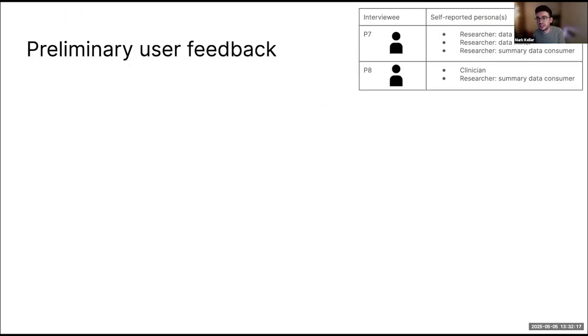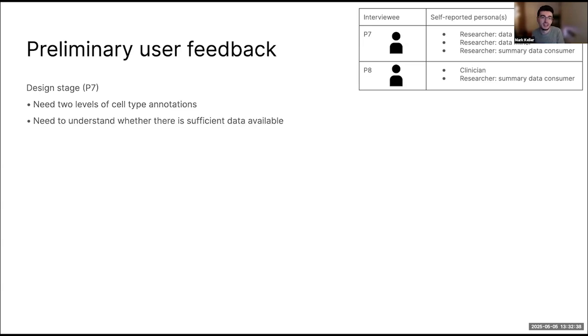And then we conducted some preliminary user interviews to get feedback on this. So one was at the design stage where we hadn't implemented anything yet, and this user reported that they would like to see different levels of cell type annotation and to understand whether there's sufficient data available to make the comparison that they are interested in.